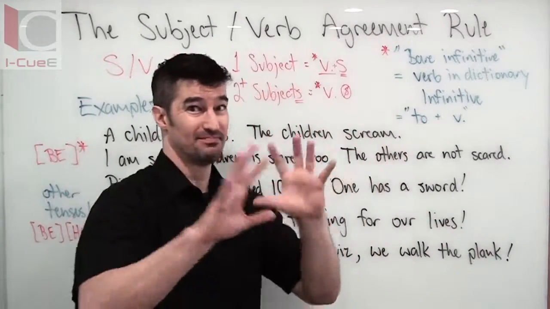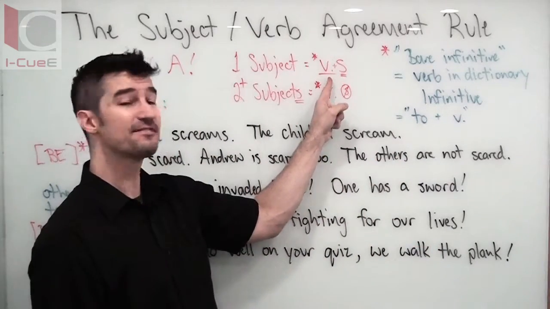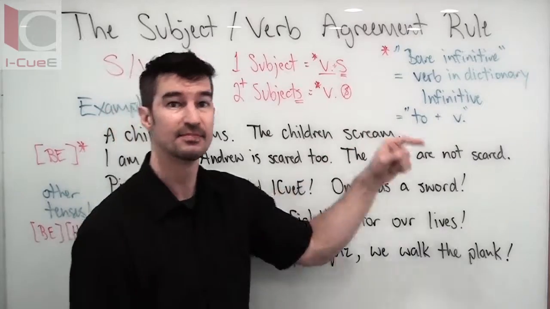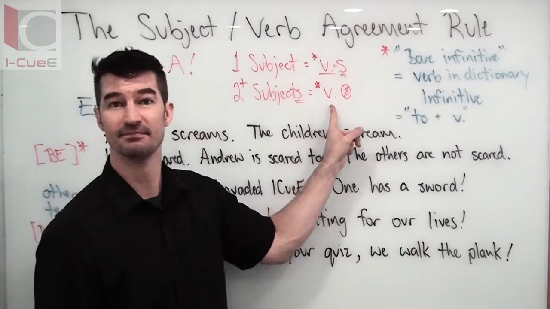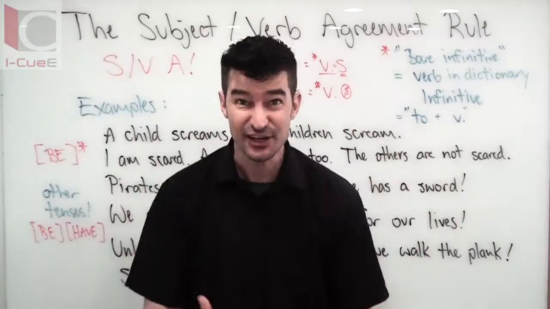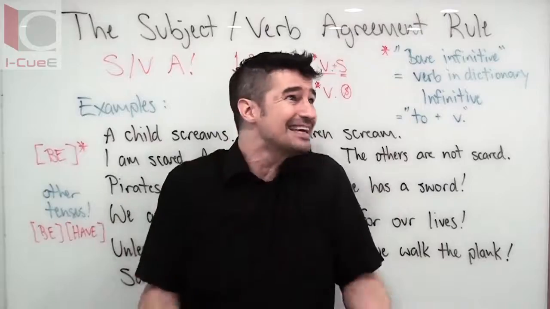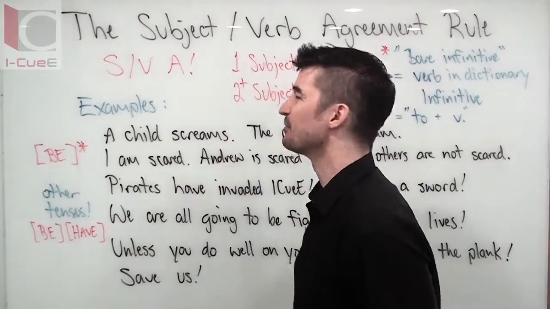So, this is it. One subject, bare infinitive plus S. Two subjects, bare infinitive. In the simple present tense, that is the entirety of the subject-verb agreement rule. How easy is that? So easy. Let's look at some examples.